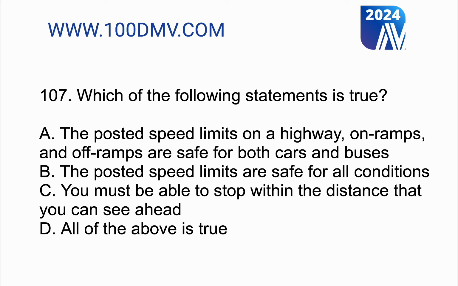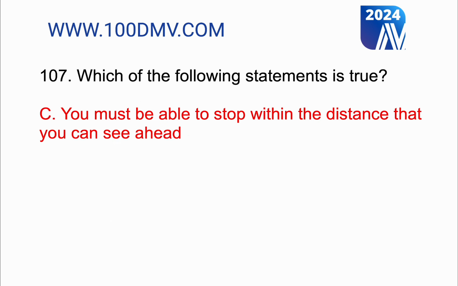107. Which of the following statements is true? A. The posted speed limits on a highway, on ramps and off ramps are safe for both cars and buses. B. The posted speed limits are safe for all conditions. C. You must be able to stop within the distance that you can see ahead. D. All of the above are true. The correct answer is C. You must be able to stop within the distance that you can see ahead.